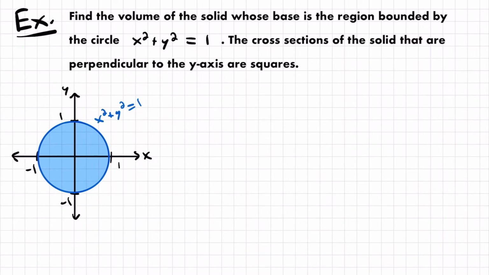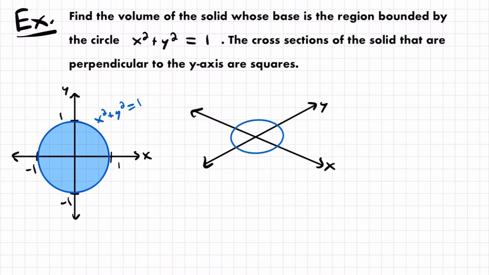And so this solid has a base that is a circle, but its cross-sections that are perpendicular to the y-axis are squares. And so let's draw a quick sketch of what that would look like in 3 dimensions. And so if this is our x-axis and this is our y-axis, and I'll label them really quick. Here is the y-axis and there's the x-axis. Our circle would look something like that, and our cross-sections that are squares will look something like this.